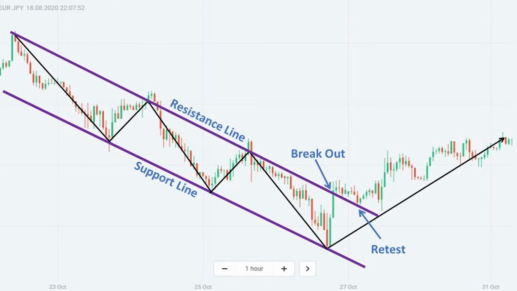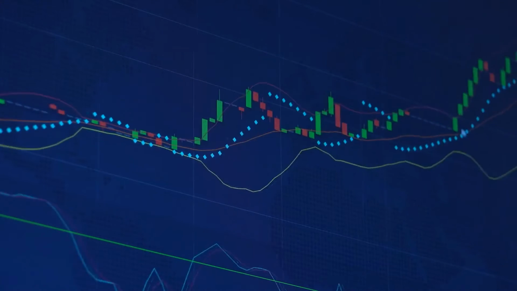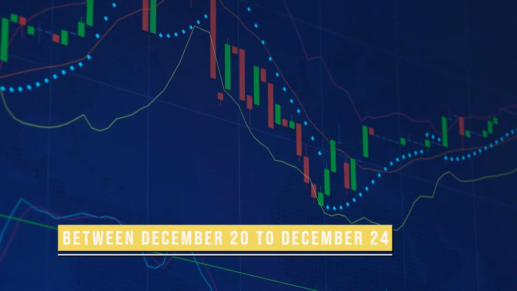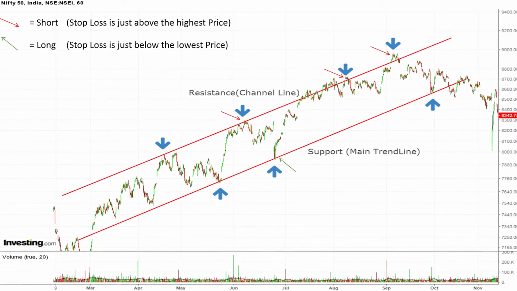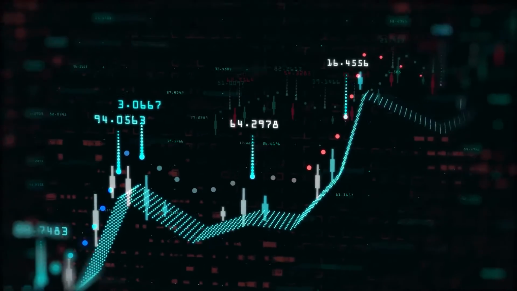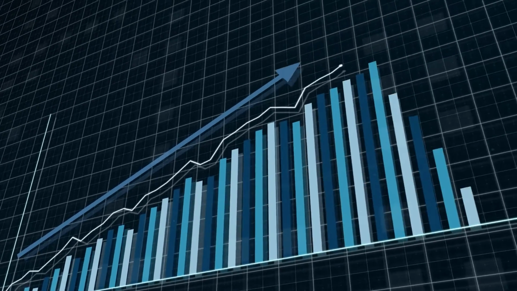Keep watching. Finally, on the third attempt, the price broke out of the channel on December 16, 2020, and the bulls defended the retest of the breakout level between December 20th to December 24th. This implied that the previous resistance had turned to support and the bullish momentum was about to pick up. A breakout from a rising channel, if sustained, shows the pickup in momentum. That, as a rule, leads to a more powerful rally.